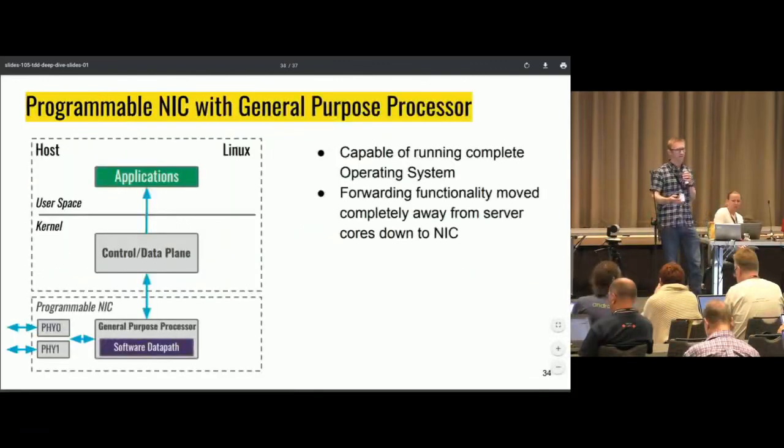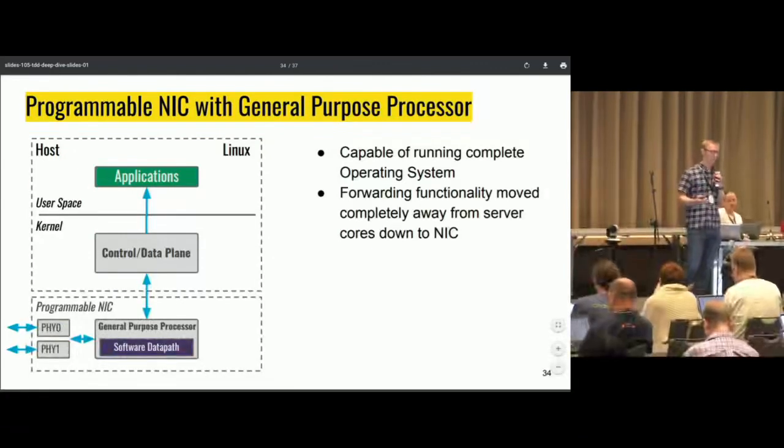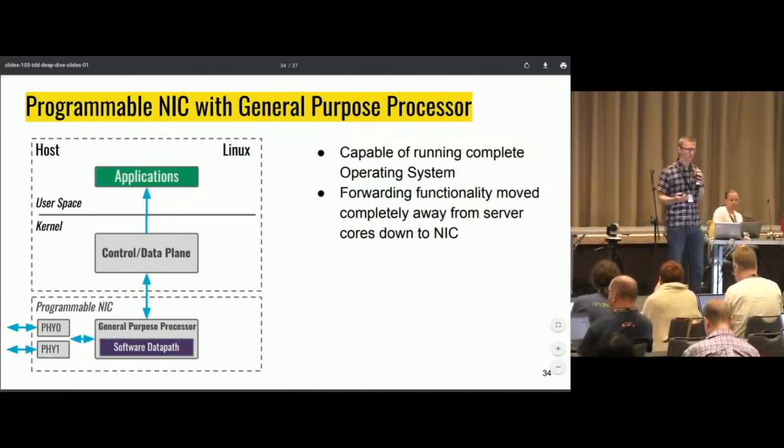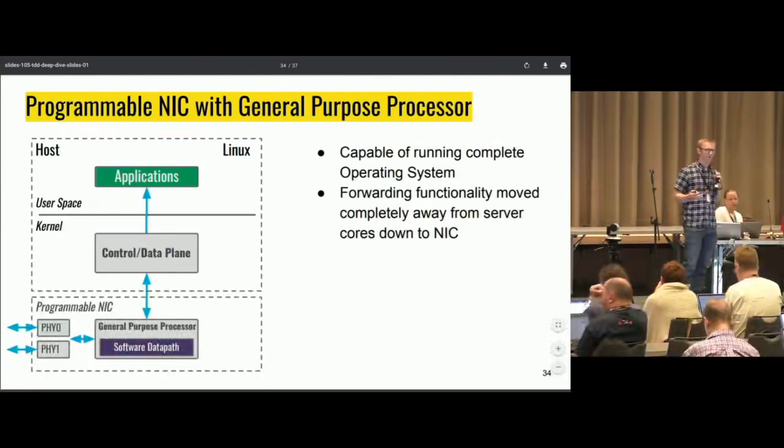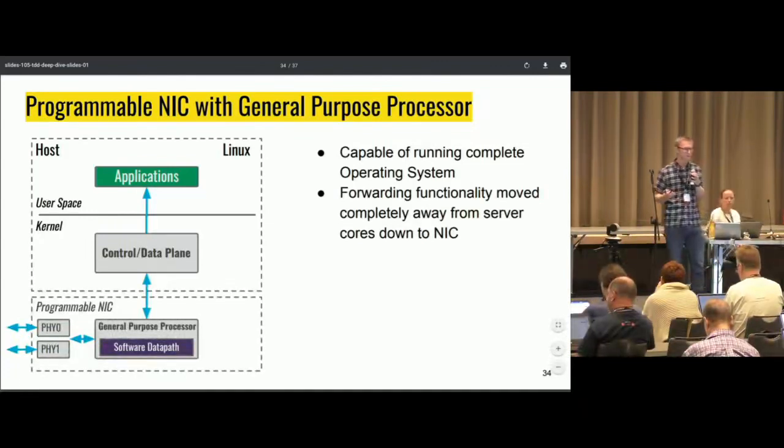So kind of in the same vein, here's that picture again. So now we've got this general purpose processor running down on our programmable NIC, running whatever OS you want. And this forwarding functionality, again, moves completely away from the server cores down to the NIC. So this would mean that, obviously, if you have applications that are running in your server, they're still going to get the data that they need, but you're not spending your time needlessly moving packets between different applications, whatever those look like.